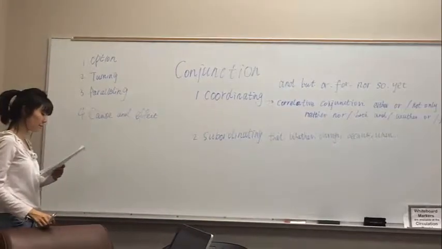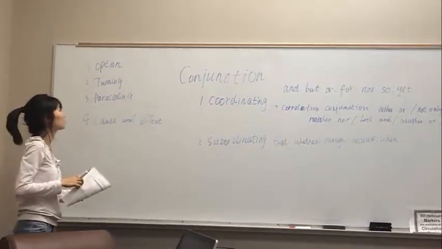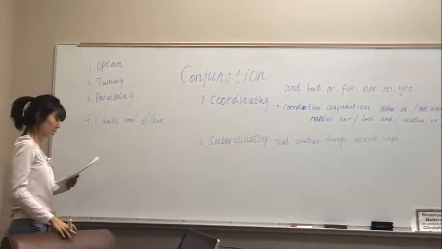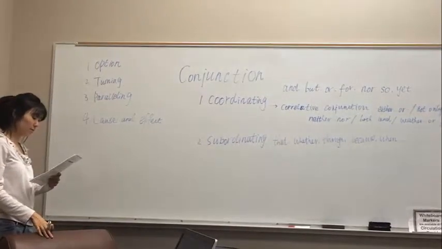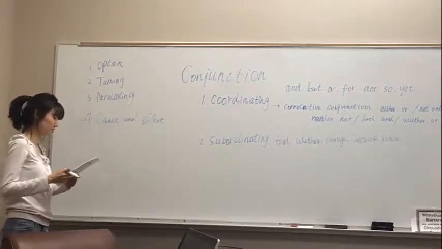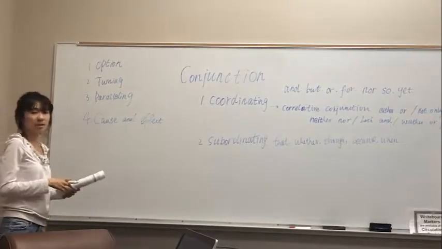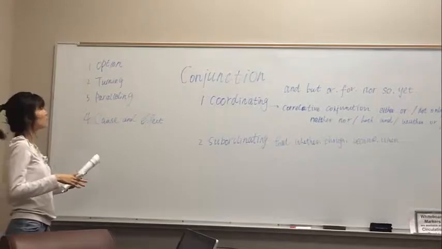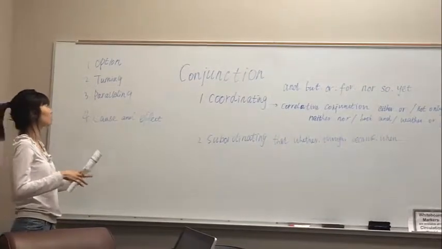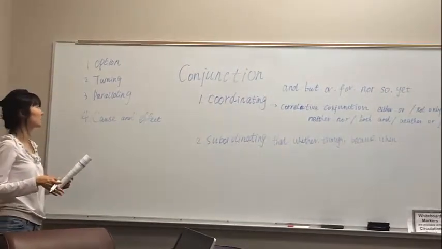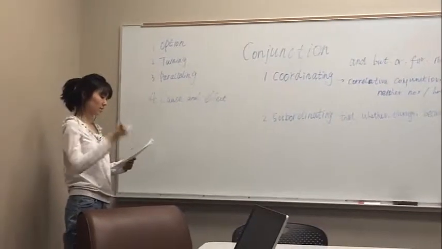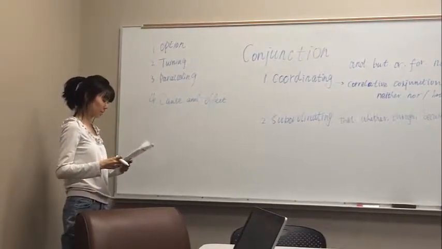The second one is turning. Usually but, however, while are turning conjunctions. For example, he likes football, while his brother is fond of basketball. So here, turning is to let one sentence have a different meaning. It's different from the former clause.